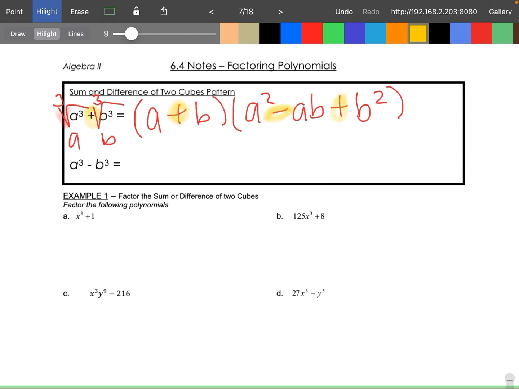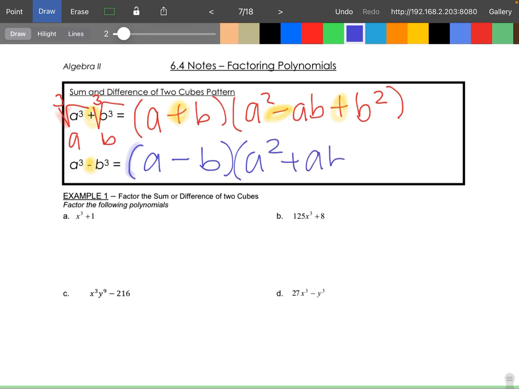Now, what if I have the difference, a cubed minus b cubed? The formula is going to change slightly because of that minus. So instead of a plus b, it's going to be a minus b. But then because I have that minus to start, everything from here on out will just be plus. So a squared plus ab plus b squared.